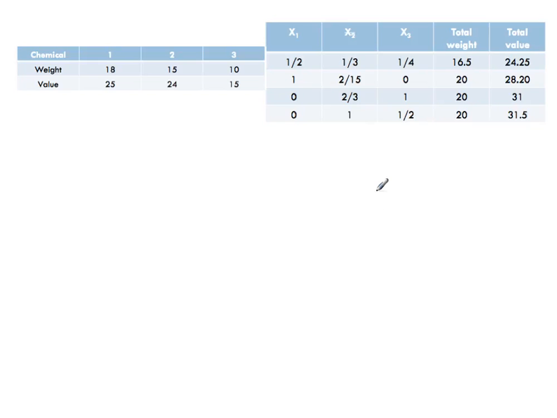Here we have just reminded ourselves of the problem. We have these three chemicals, 1, 2, 3, and we had these four different solutions that we have proposed. Now let's look at some potential greedy strategies. We have two quantities that we are looking at, value and weight, so we can try each of them as an optimization parameter. The first possibility is to choose highest value next.